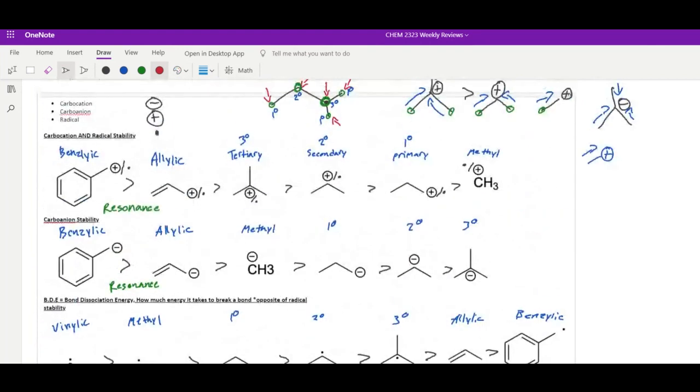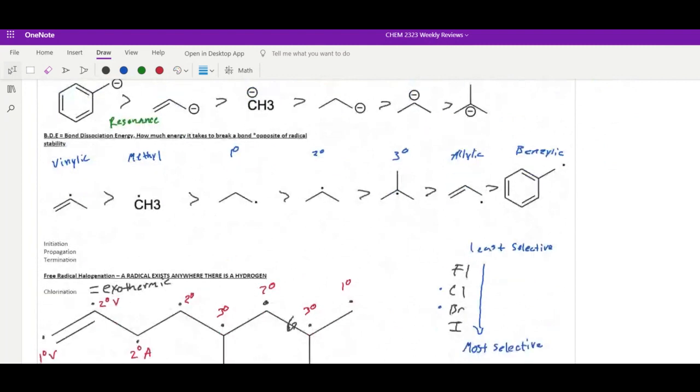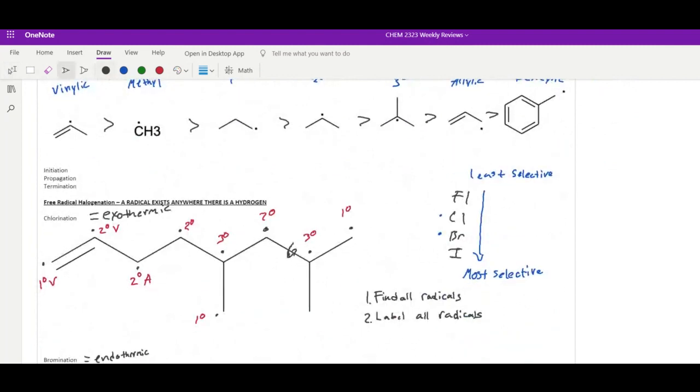So something I forgot to add right here for both of these. Well, I don't know about negative charge, but for this one, vinylic is at the very end. Vinylic is very unstable because there's no resonance involved. Okay. So looking at all of these positions and looking at my radical trend, guess where the most stable position is?